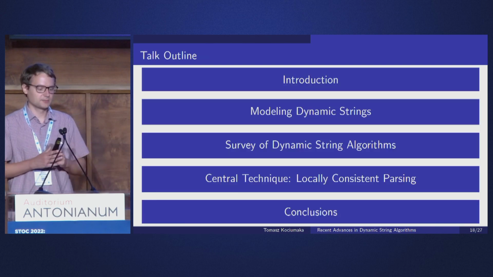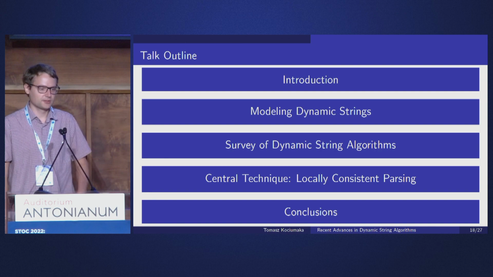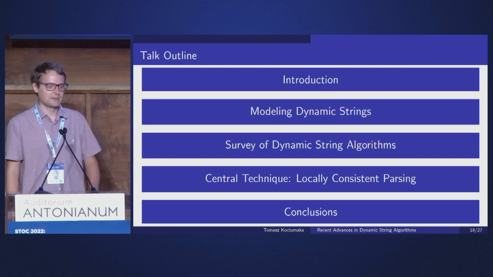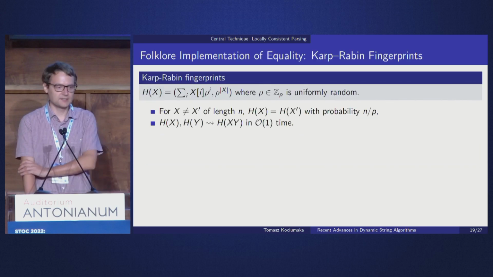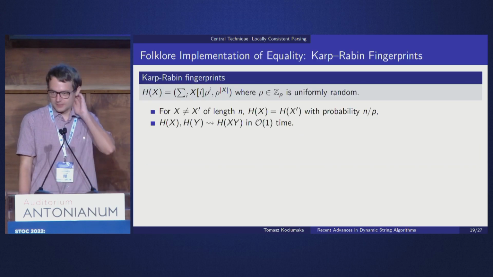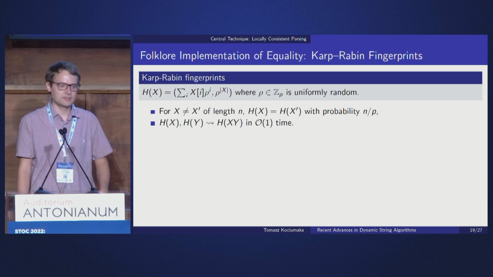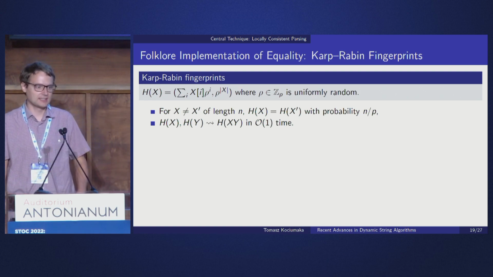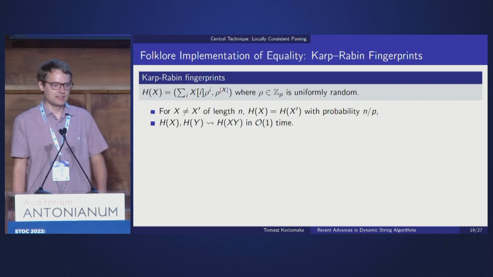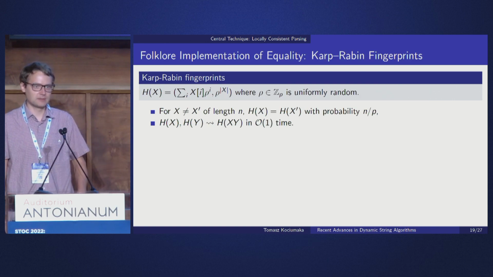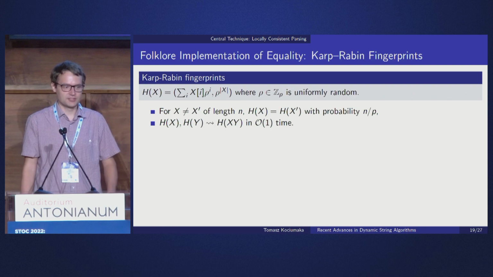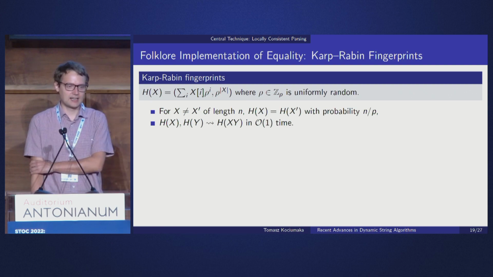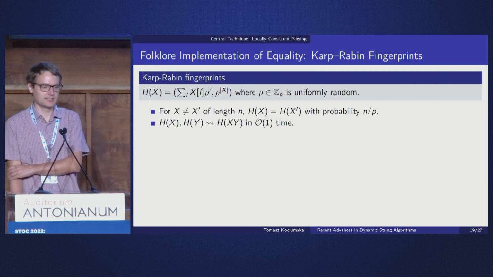All right, so after this pretty long survey, let me move on to some introduction into the main technique behind pretty much all the algorithms I have discussed so far, and this is locally consistent parsing. And as I have promised, first I will give as a warm-up the main technique behind this folklore solution for maintaining equality in dynamic string collections. And the main tool in this algorithm is what's called Karp-Rabin fingerprints or polynomial hashes. And this is a way to assign an integer to a string, interpreting the characters of the string as coefficients of some polynomial in a finite field.